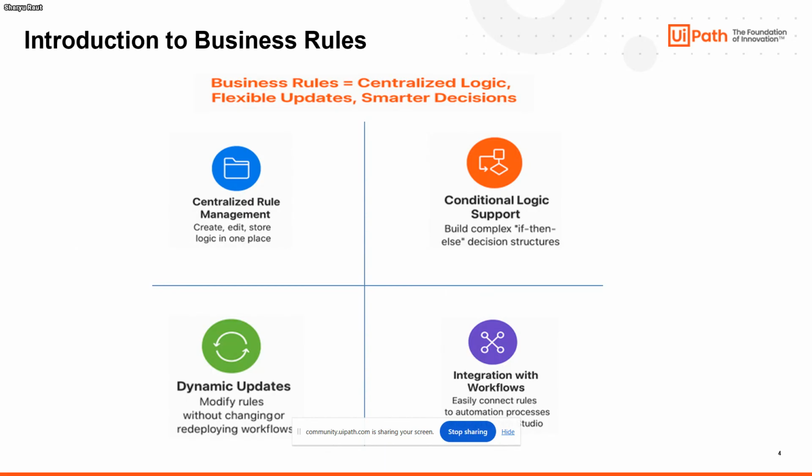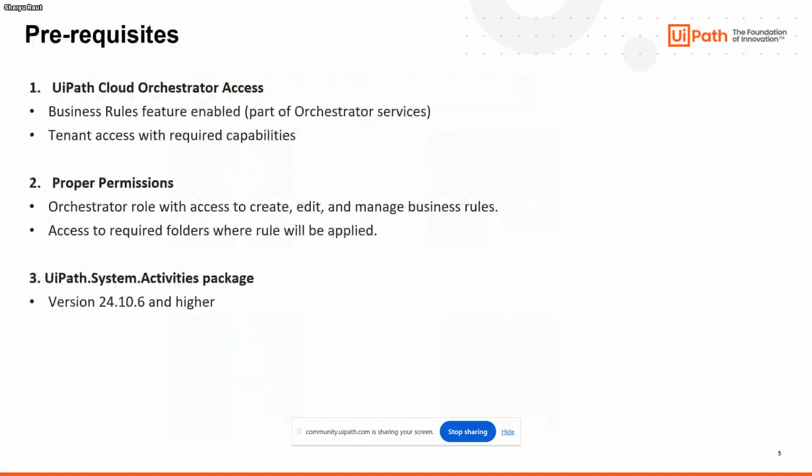But before that, let's take a look at what we need to set this up. First, we need access to UiPath Cloud Orchestrator, wherein we need the business rule feature enabled. Along with that, we need proper permissions to the folders, and the feature should allow us to create, edit, or manage the business rule files in the Orchestrator, so that a developer, or anyone managing those business rules, can make changes from time to time or add new business rules.